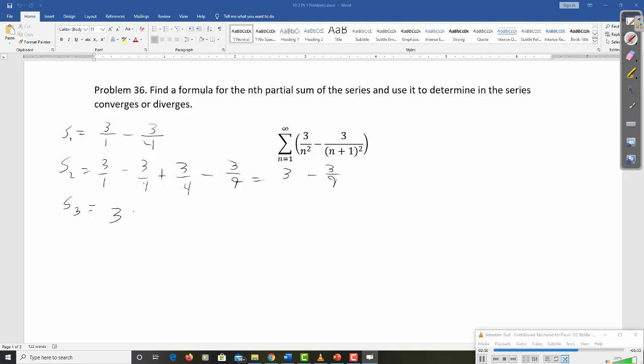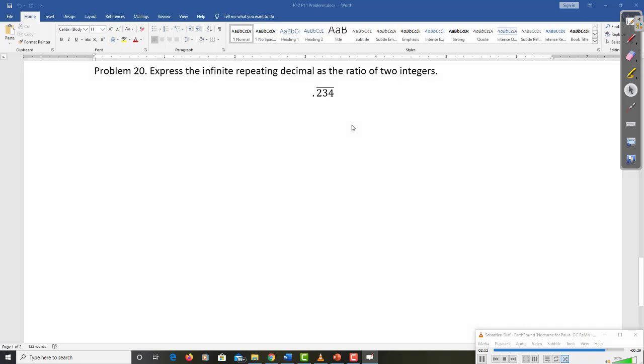So this one will be 3 minus 3 over 9 plus 3 over 9 minus 3 over 16. So S of n is 3 minus 3 over n plus 1 squared. Then take the limit as n goes to infinity. This converges to 3. Here's a neat application of geometric series. It's the last one we're going to do for this video.